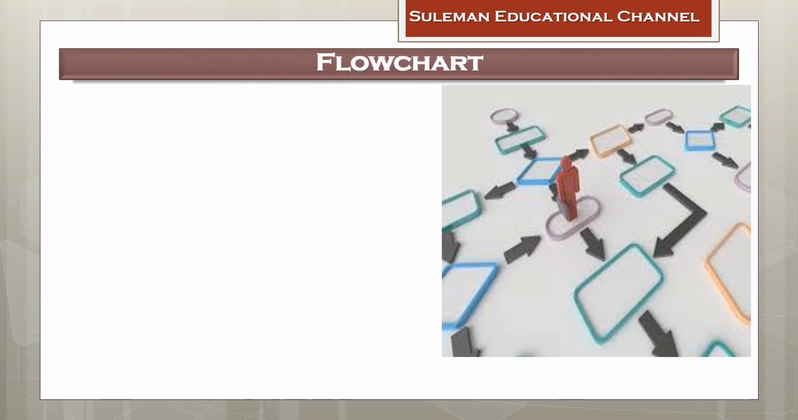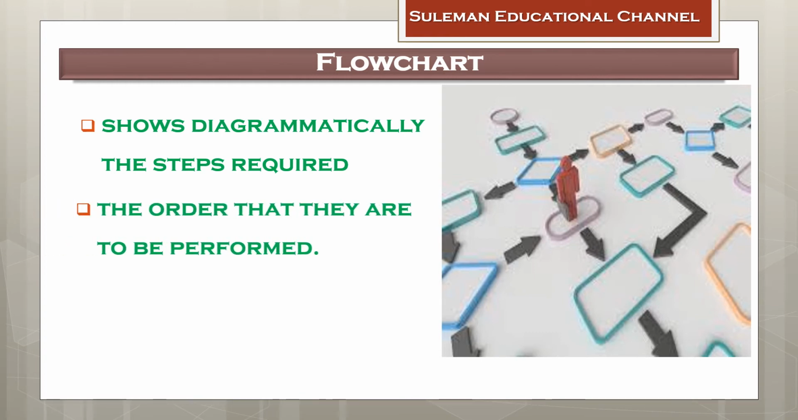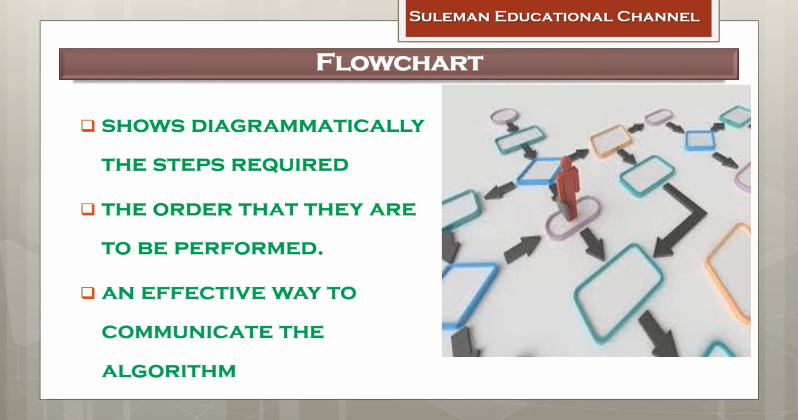Now in this part, we will discuss about flowchart. A flowchart shows diagrammatically the steps required for a task, subsystem, and the order that they are to be performed. These steps together with the order are called an algorithm. Flowcharts are an effective way to communicate the algorithm that shows how the system or subsystem works.